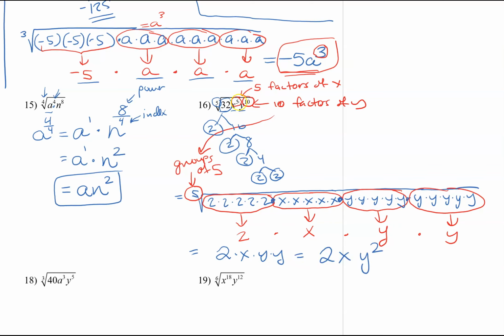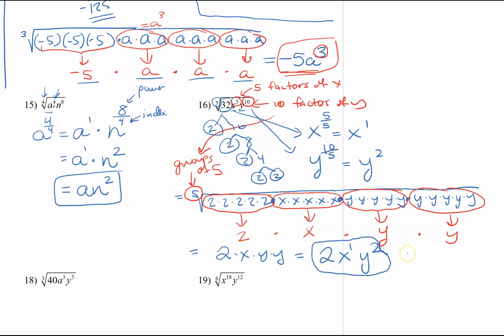Now again, you could also say for the x, because it was to the first power, you could take the power of 5 and the index of 5 and just divide them. And that's how we also could have figured out it's x to the first. For the y, you can take the power of 10 and divide by the index of 5 to see that it will reduce down to y squared. So you can use that power divided by index as a shortcut. If you get stuck, you can always just write it out and see how many groups you have that are the size of the index.